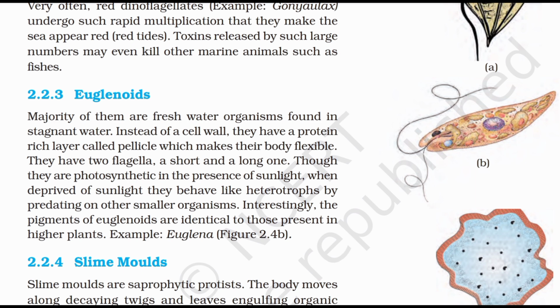Euglenoids. The majority of them are freshwater organisms found in stagnant water. Instead of a cell wall, they have a protein-rich layer called pellicle, which makes their body flexible. They have two flagella, a short and a long one. Though they are photosynthetic in the presence of sunlight, when deprived of sunlight, they behave like heterotrophs by predating on other smaller organisms. Interestingly, the pigments of euglenoids are identical to those present in higher plants. An example of euglenoids is Euglena.